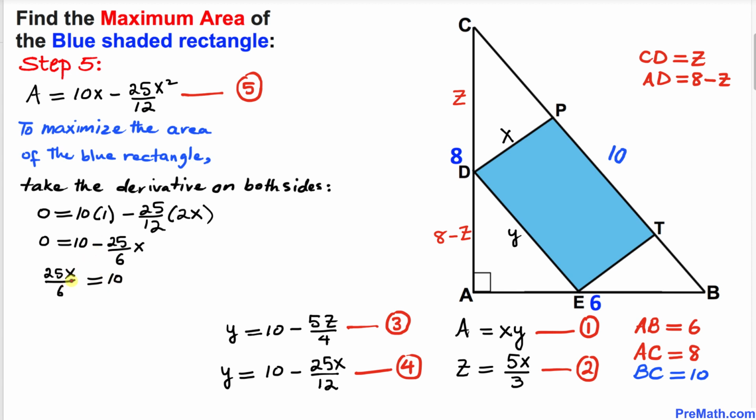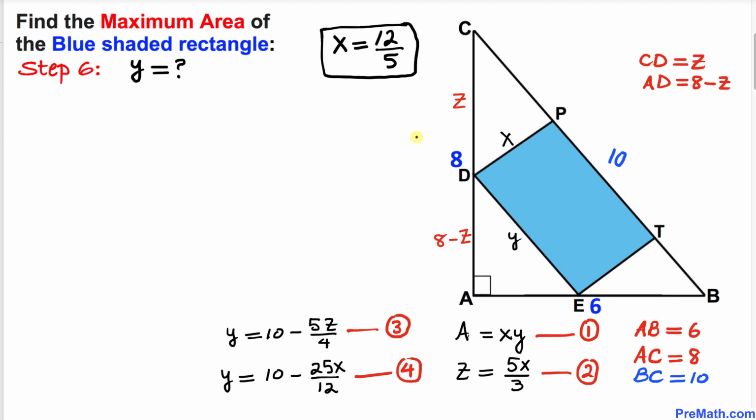Now let's isolate x by multiplying by its reciprocal, 6 over 25 on this side and 6 divided by 25 on this side. So therefore, if we simplify on the right hand side, our x value simply turns out to be 12 divided by 5, and this is our x value. And now we can see that our x value turns out to be 12 over 5.